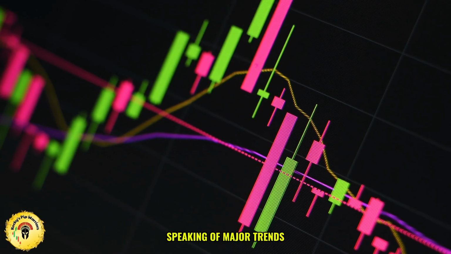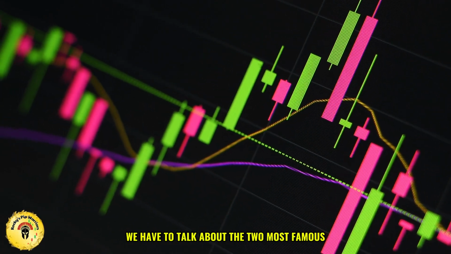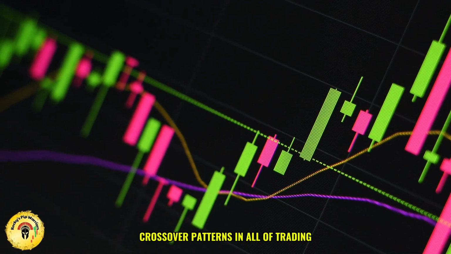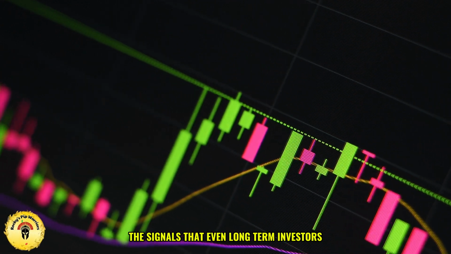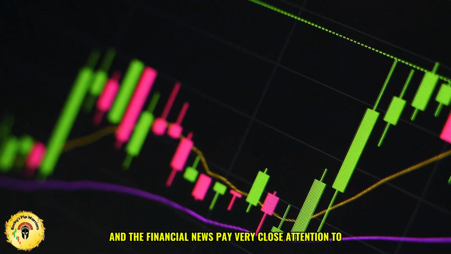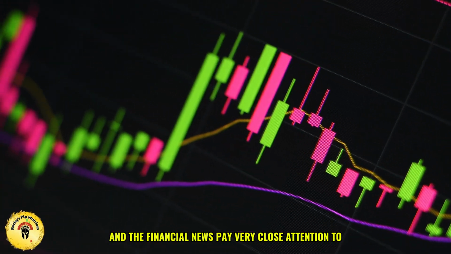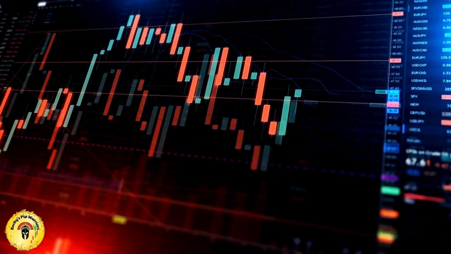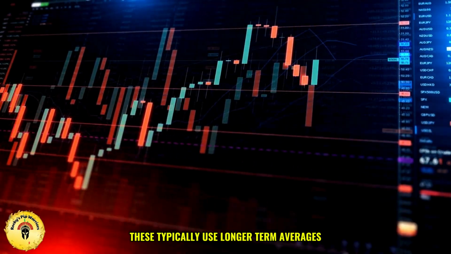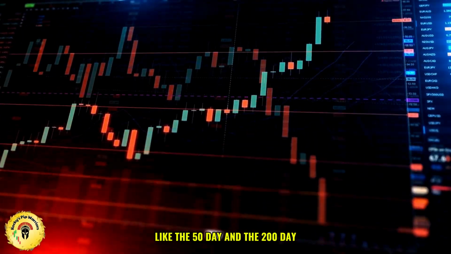Speaking of major trends, we have to talk about the two most famous crossover patterns in all of trading. I mean, these are the big ones. The signals that even long-term investors and the financial news pay very close attention to. I'm talking about the golden cross and the death cross. These typically use longer-term averages, like the 50-day and the 200-day.